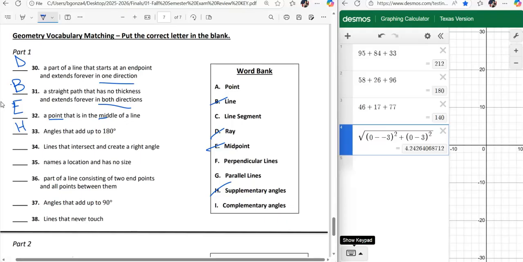Lines that intersect and create a right angle are perpendicular lines. Name a location and no size. Location is a point. Part of a line consisting of two endpoints and everything in between. So two ends is a segment or a line segment. When angles add up to 90, remember 90 and 180, these are the confusing ones, but 90 is complementary because it's the right thing to do, which is a 90-degree angle. And lines that never touch are parallel. They don't touch. Cool.